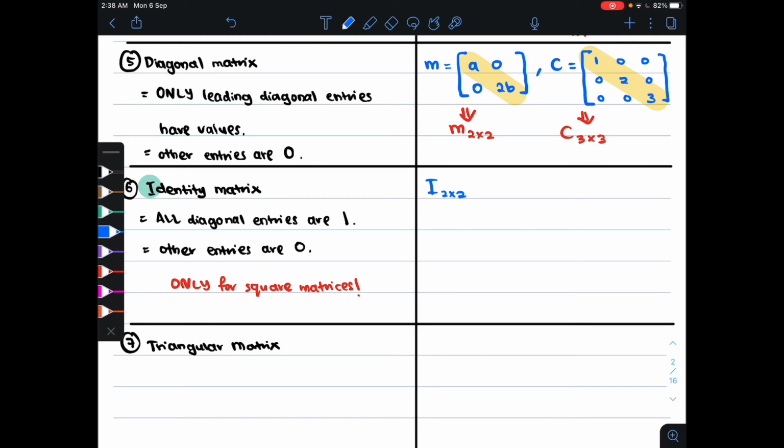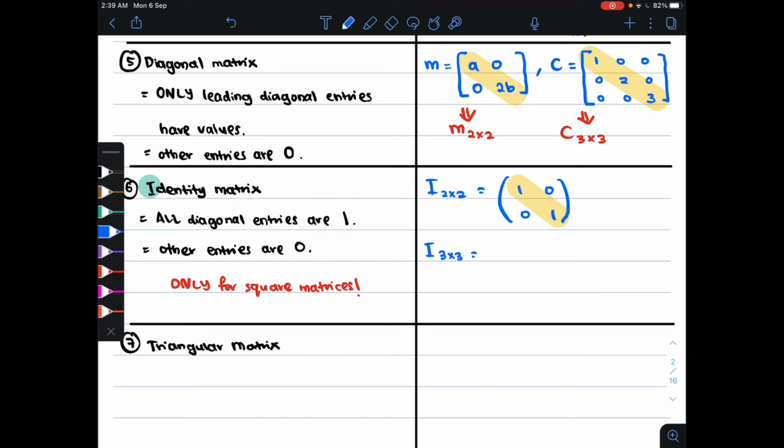For example, if you have identity matrix which is a 2 by 2 matrix, which is 1, 0, 0, 1. And you can see that all the leading entries are 1, but all the other entries are 0. So this matrix has 2 rows and 2 columns. That's why it is I, 2 by 2.